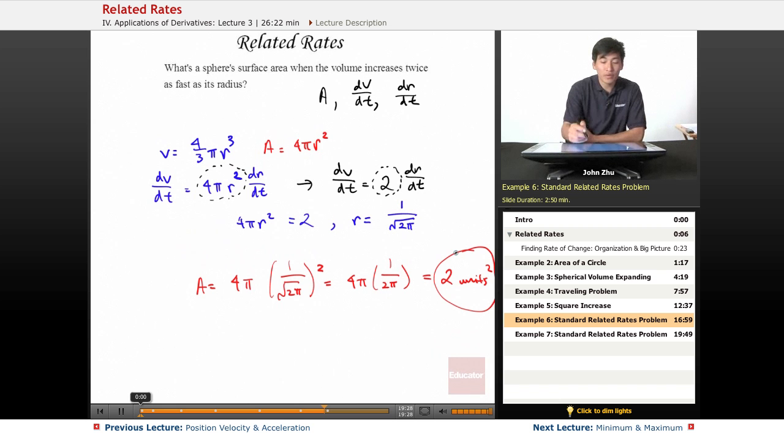All right, so we related all these variables that we were given or asked for by these equations, and we took the derivative of these equations because it's telling us about the change in the variables in relation to time. So this is a very standard related rates problem that you should also know.